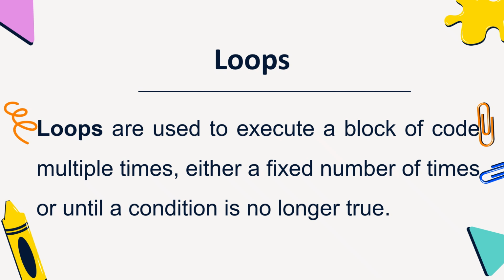A loop is a control structure that repeats a block of code as long as a specified condition is true or for a specified number of times. That is, it is used to execute a block of code multiple times, either a fixed number of times or until a condition is no longer true.